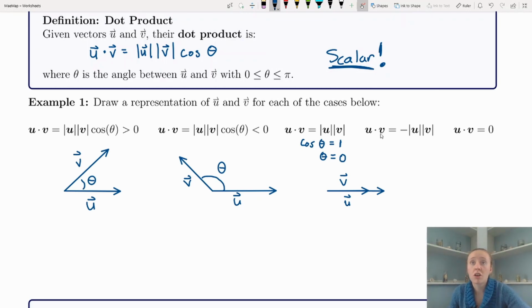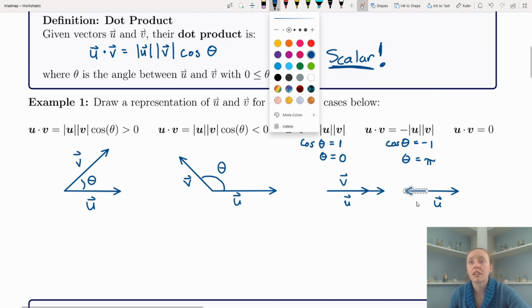Now the next one, when u dot v equals the opposite, so that negative magnitude of u times the magnitude of v, well, that would be multiplying by a -1, right? So when does the cosine of theta equal -1? Well, think about that unit circle. That's when theta is equal to pi. So u and v will be pointing in exact opposite directions. So there's my vector u, and there's my vector v.